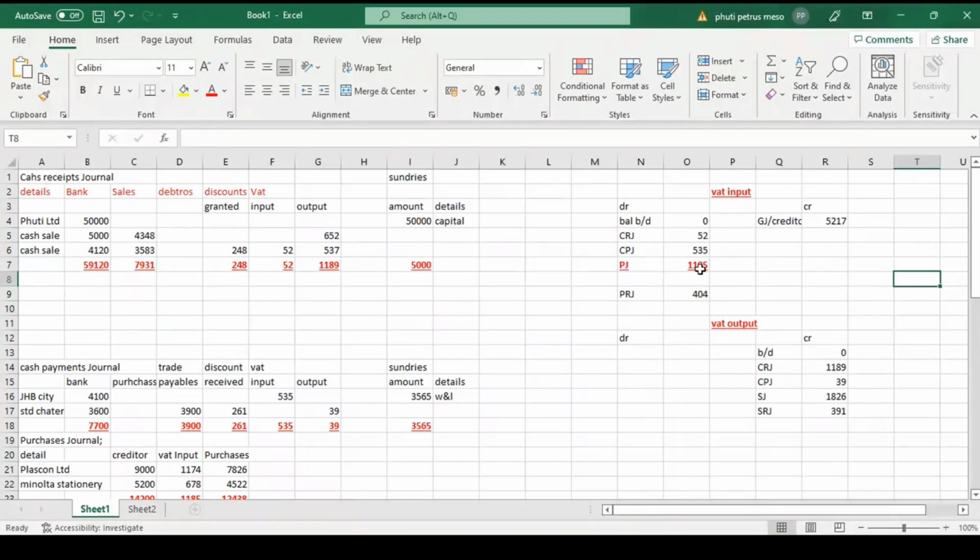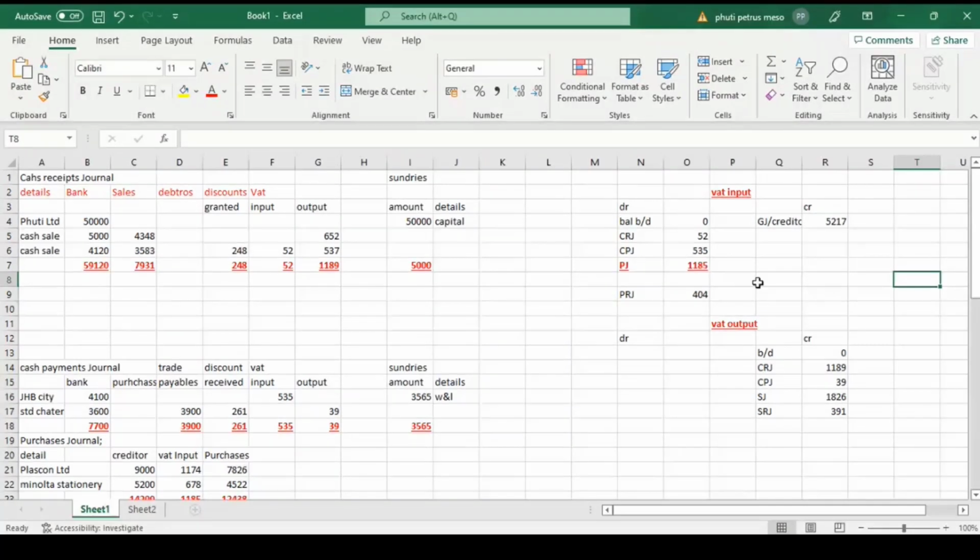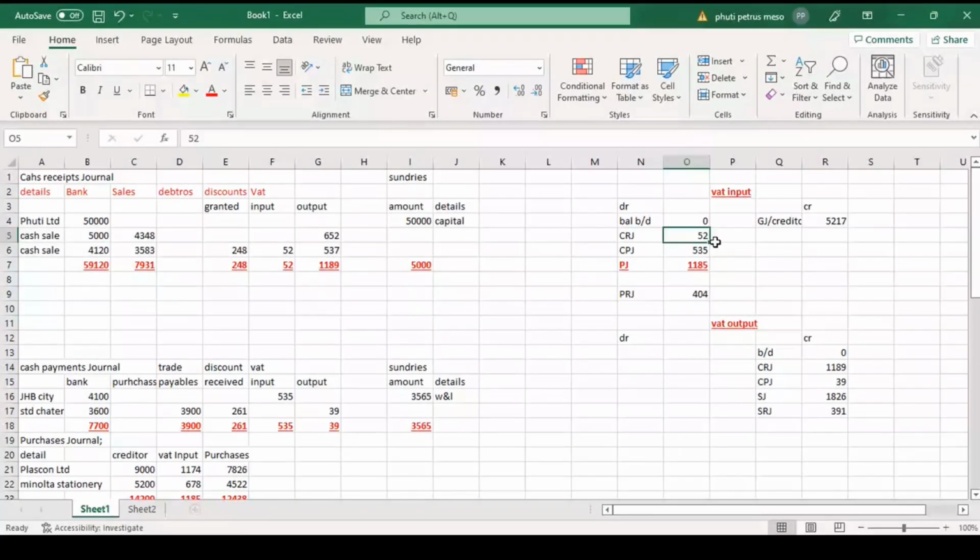All right, then you are basically going to add them together. You would say 52 plus 535. So your total here will be 1172. And I don't have a space. Sorry, guys, I will not have a space.